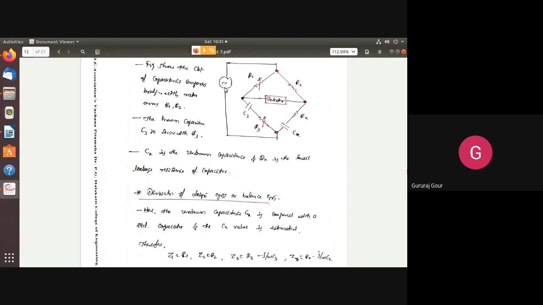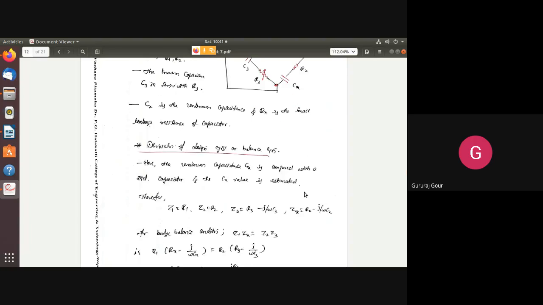When you connect the AC source, the bridge will be unbalanced because of this unknown arm and you will start getting the noise. Now we have to vary R1 and R3 so that we get noise reduction. When you get zero noise, we can say the bridge is balanced. So this is how you have to explain the structure and operation.